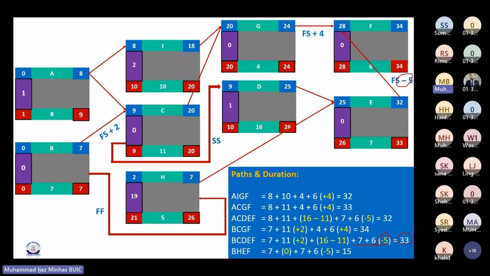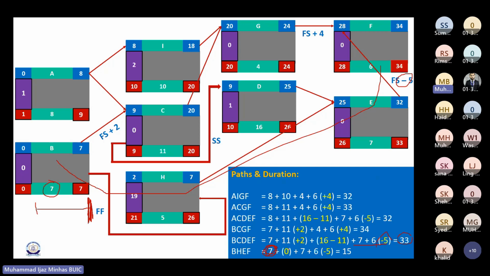What about the last part? That is B, H, and E, and then F. Now 7 days of activity B that I've written. But what next now? Activity H also started on day 2 and it also finished on day 7. That means I don't need to add anything here, isn't it? Because it finishes on the same day. That means both of these activities combined together will take 7 days.